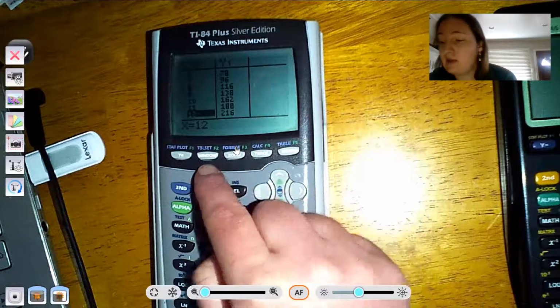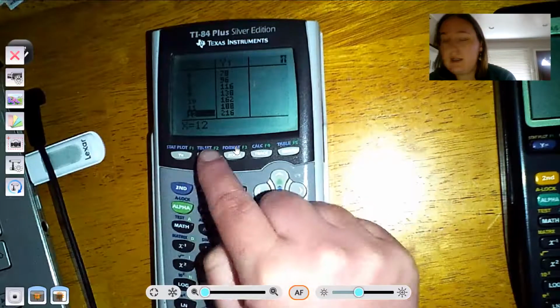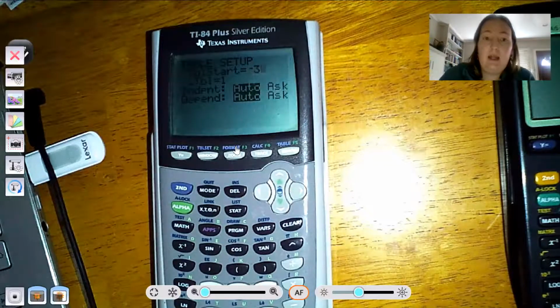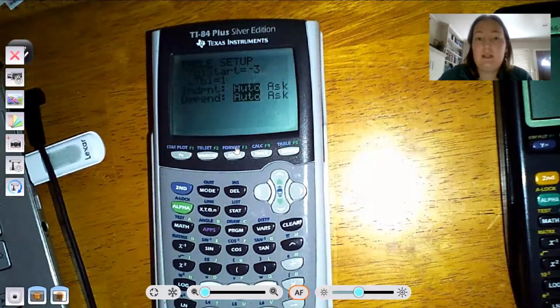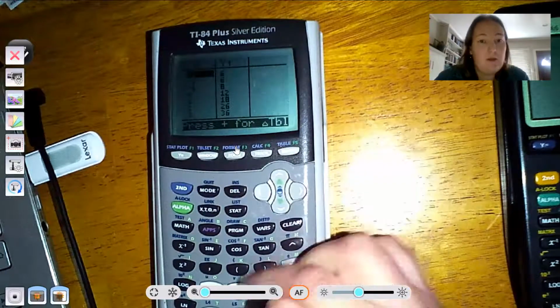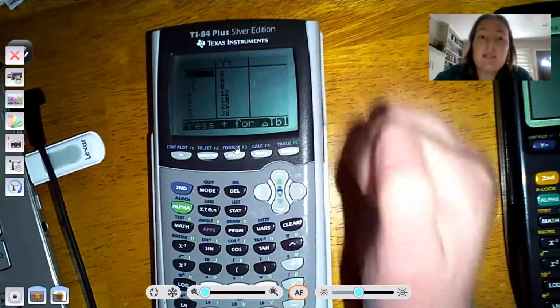That's where this table set also comes in. Second table set, you can always have it start at like -3, count by ones, and it'll be -3, and I believe it goes up to 3 then. So you can see it went straight to -3 to 3. That's kind of a standard window.